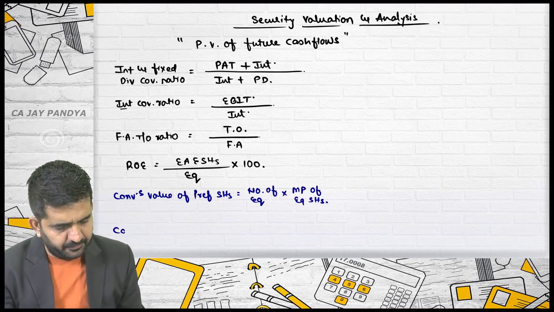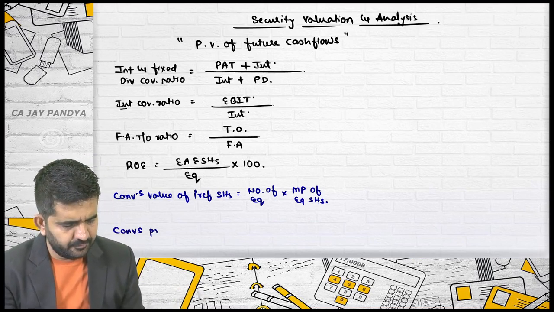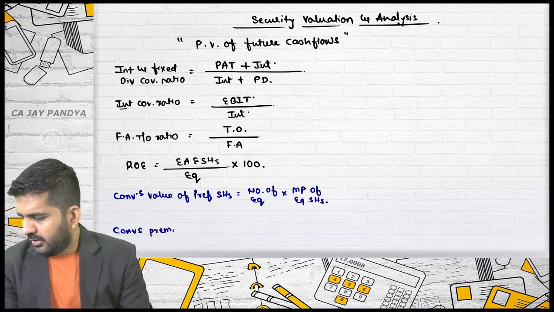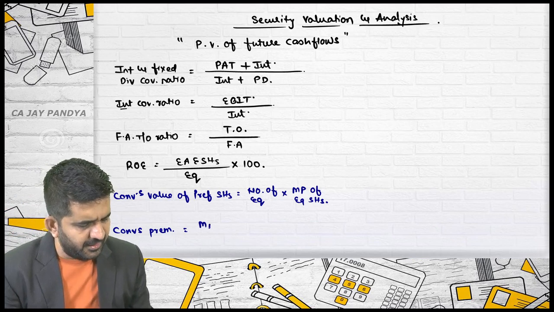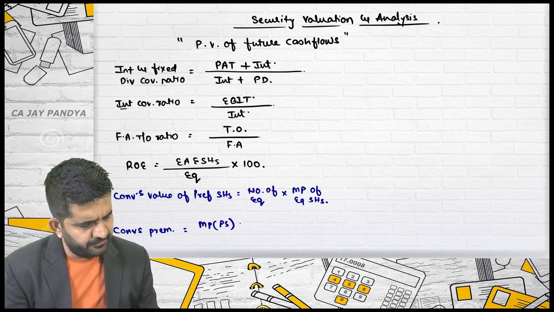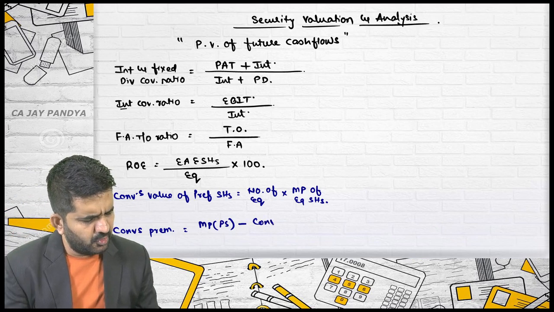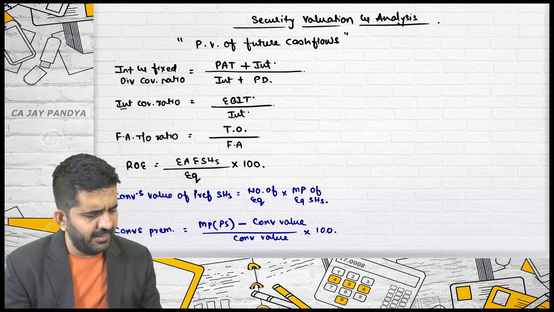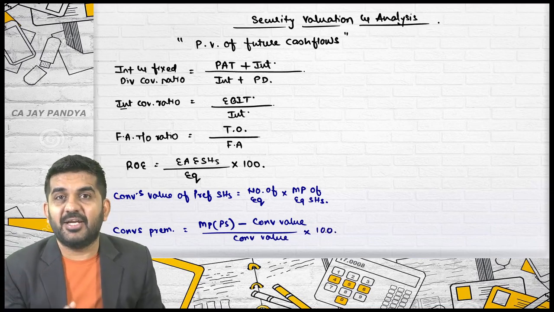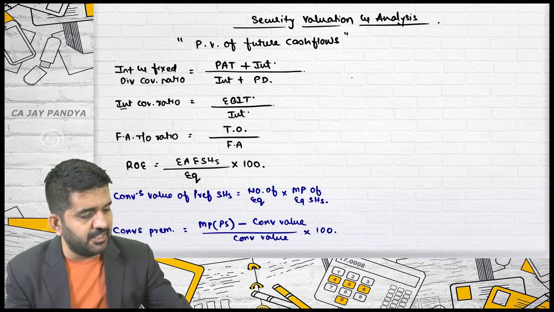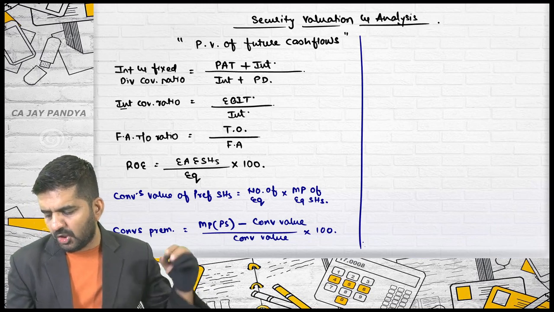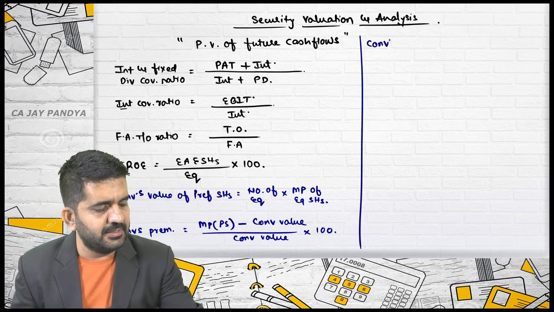Conversion premium is market price of preference shares minus conversion value, divided by conversion value, multiplied by 100. Is it alright? I am writing the formula; we have understood it logically before also. Is it alright? Then we went to conversion parity price.